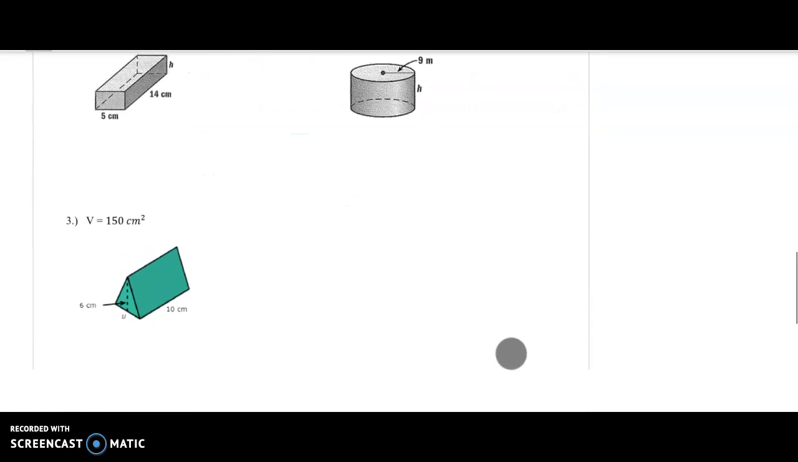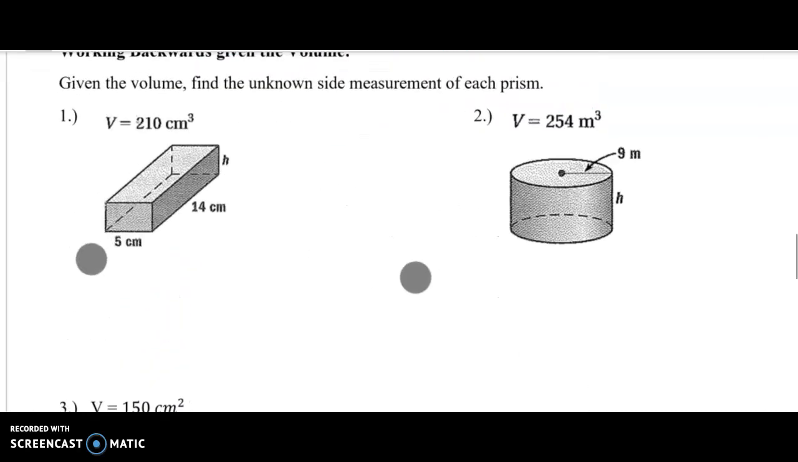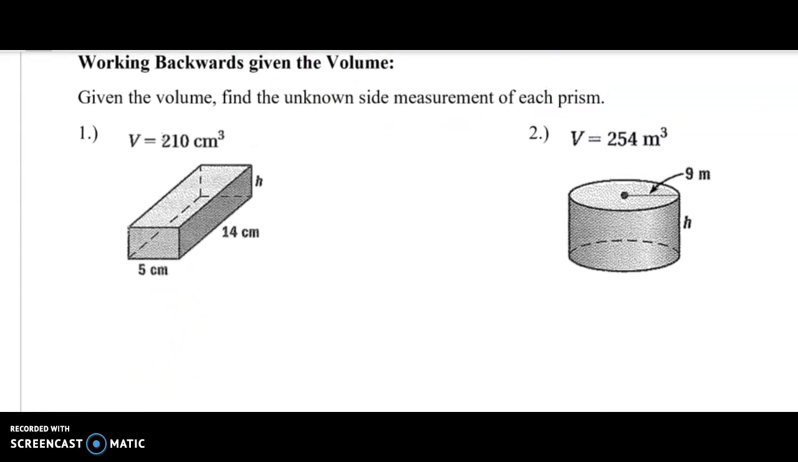So now we have 3 more problems. Now we're going to work backwards. We're going to be given the volume and we're going to find the unknown side measure of each of these prisms. So the first one, it's a rectangular prism. So the formula is length times width times height. So let's fill in what we know.